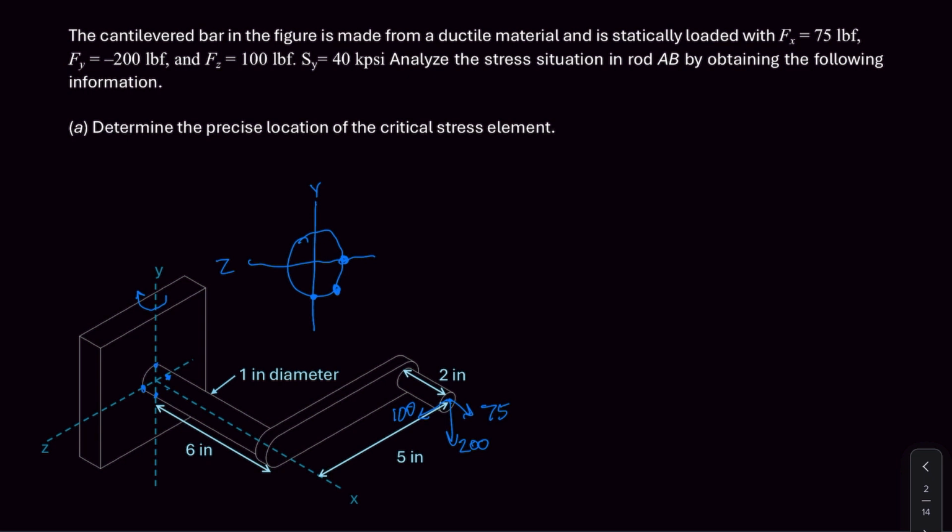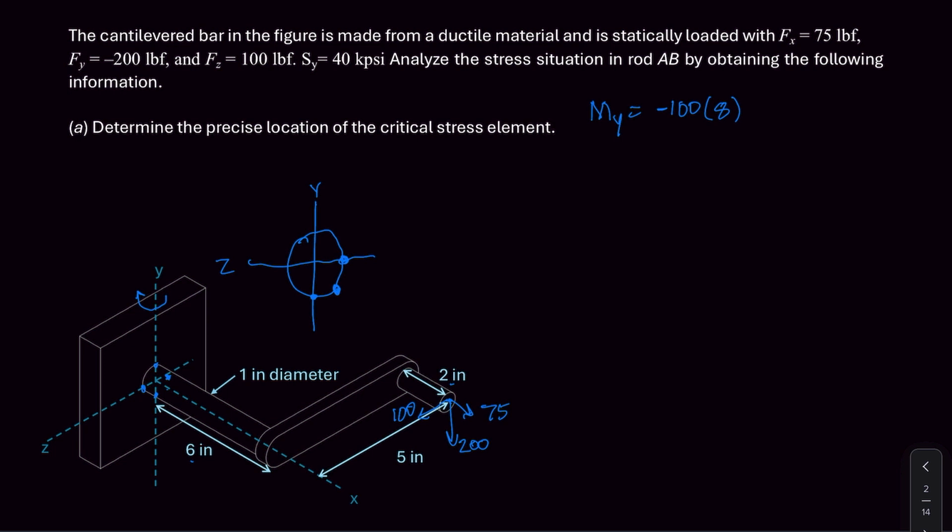But now we can go about solving for where this critical location actually is in terms of the exact location of it. To do that, first we need to calculate the moments about the y and z axes. First we can calculate the moment about the y-axis. That would be M_y, which is going to be equal to the 100-pound force, and that is going to be at a distance of the 6 inches plus the 2 inches, so 8 inches. And that is going to cause a moment in the negative y direction based on our right-hand rule.